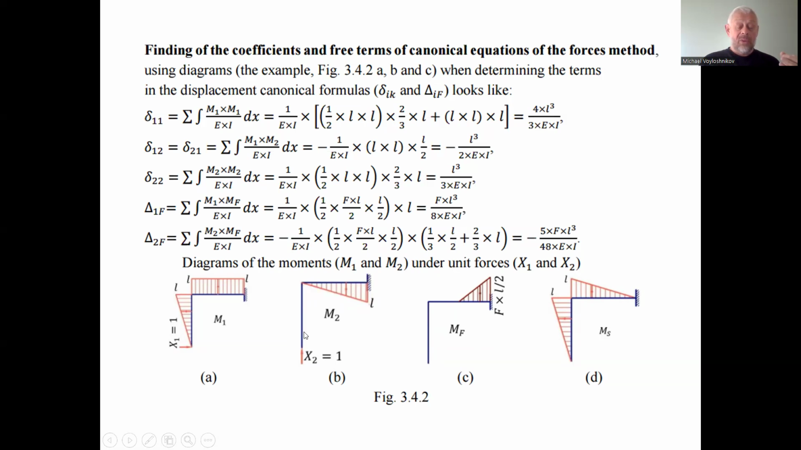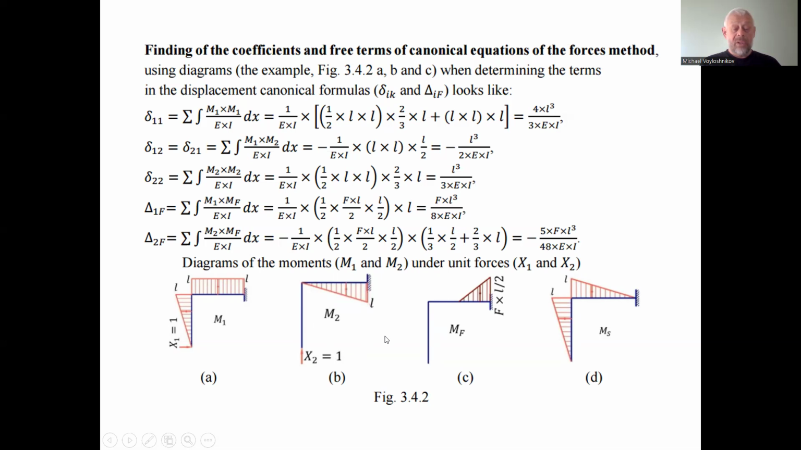This segment is not loaded by the force in direction number 2, but the vertical one is loaded. So for this diagram, the area is equal to one half of the product of L, the length of this segment, and L, the maximal magnitude of the bending moment from the unit force. With a unit force here, the moment at this point is the product of one by the arm L. So we have minus L.